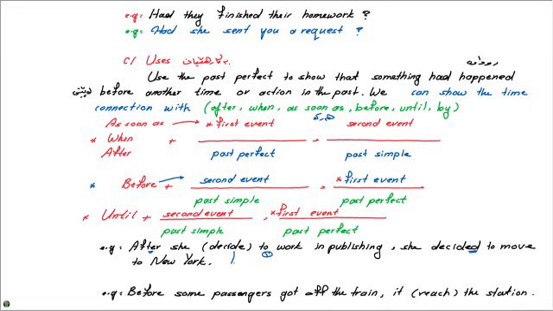Then, when you put the verb out of the brackets, we say after she had decided to work in publishing, she decided to move to New York. Before some passengers got off the train, it reached the station. We say that before, after before, we have second events. Before some passengers got is the past simple form. After the first event, we must use past perfect. Exactly, we say, before some passengers got off the train, it had reached the station.